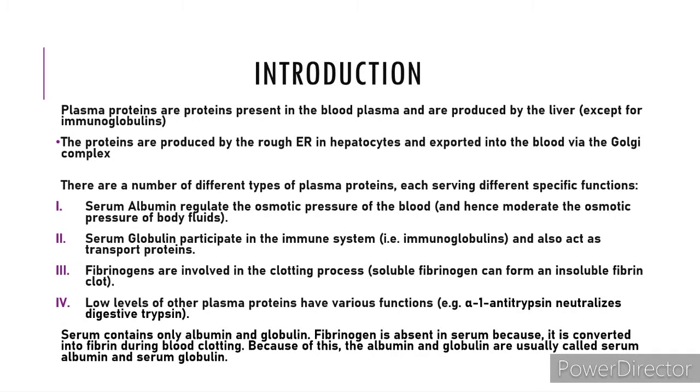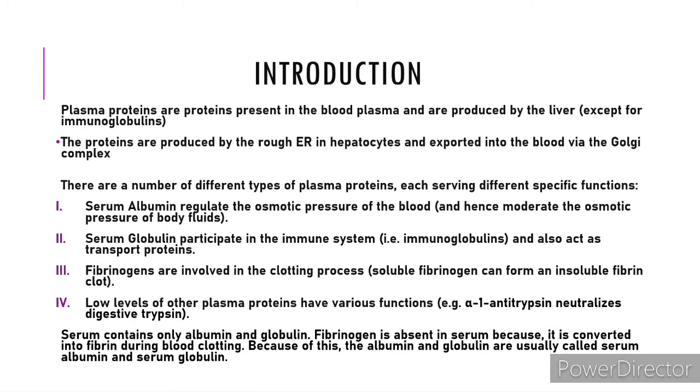Now there are different types of plasma protein. So first is serum albumin. This regulates the osmotic pressure of the blood. Second is serum globulin. It participates in the immune system and also acts as a transport protein. Third is fibrinogen, which has its role in the clotting of the blood. Then there are low levels of other plasma proteins which have various functions, for example alpha-1 antitrypsin, which neutralizes digestive trypsin.